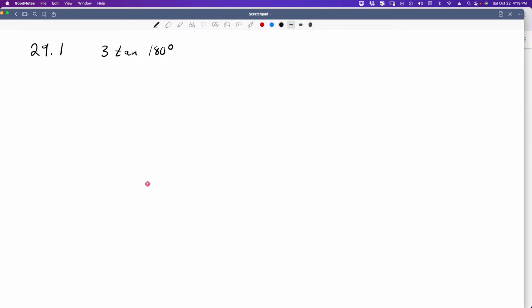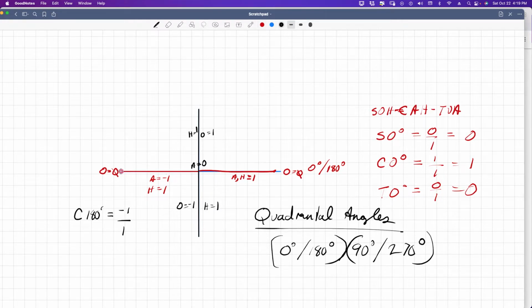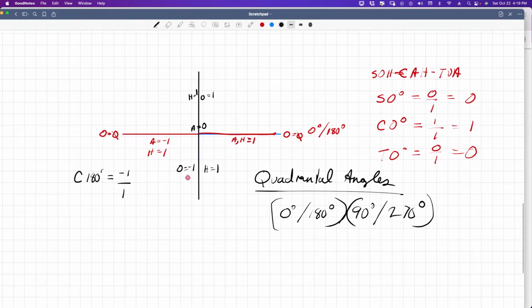Okay, so like we said, 180 is going to be right here. It's laying right on top. So that means the tan of that is TOA, which is opposite over adjacent. So the tan of 180 is going to equal opposite is going to be 0, and the adjacent is a -1, right? So that's what we'll put up here.